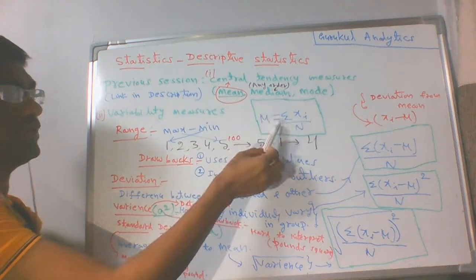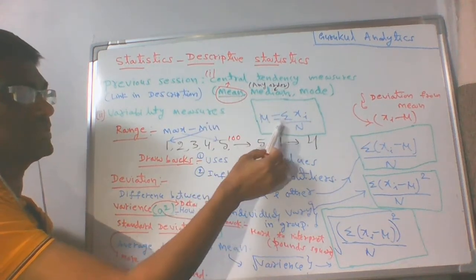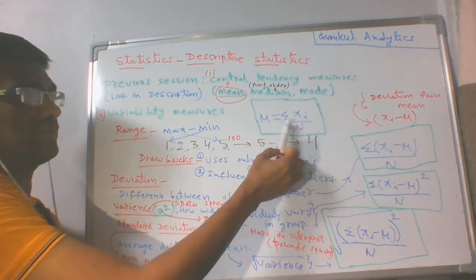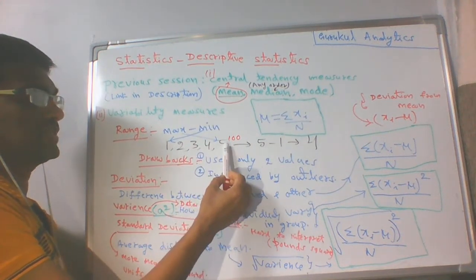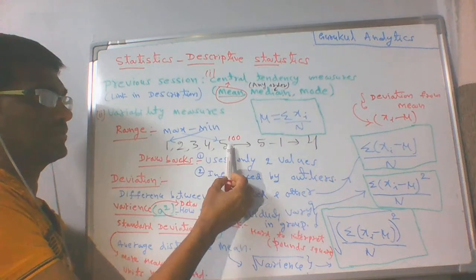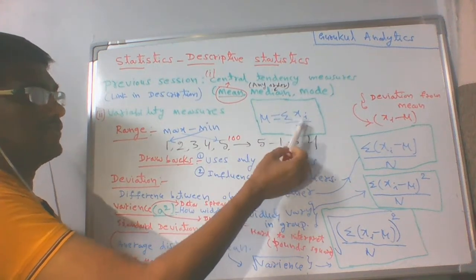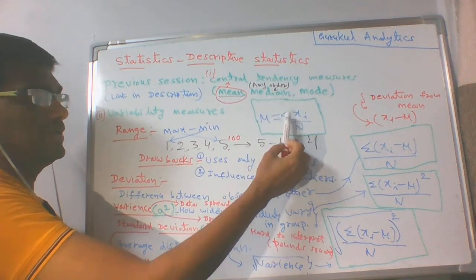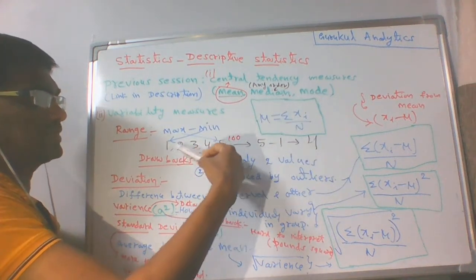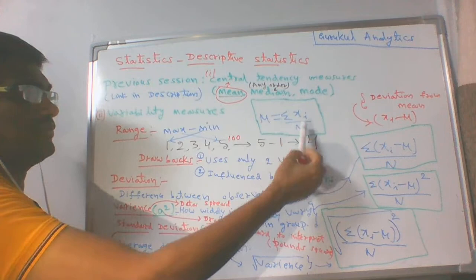Before that, we have not seen the formula for the mean, right? For the mean, this is the formula: mean is sigma xi by n. In this case, x1 plus x2 plus x3 plus x4 plus x5, that is 1 plus 2 plus 3 plus 4 plus 5, divided by 5. That is the average. So we represent it mathematically: mu is the mean, and sigma xi means x1 plus x2 plus x3 plus x4 plus x5, divided by n.